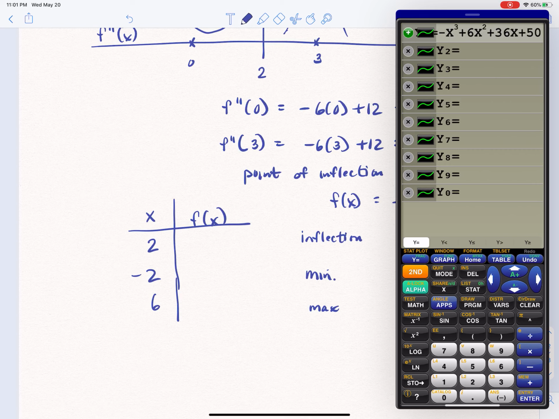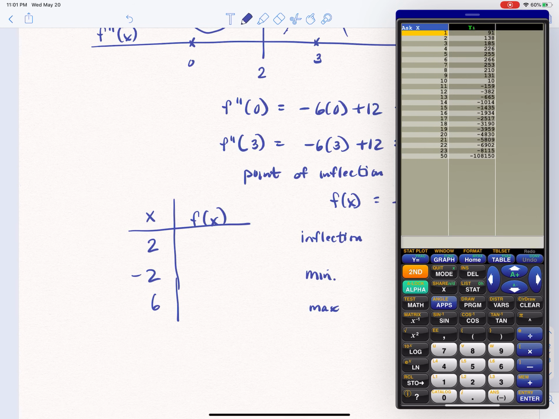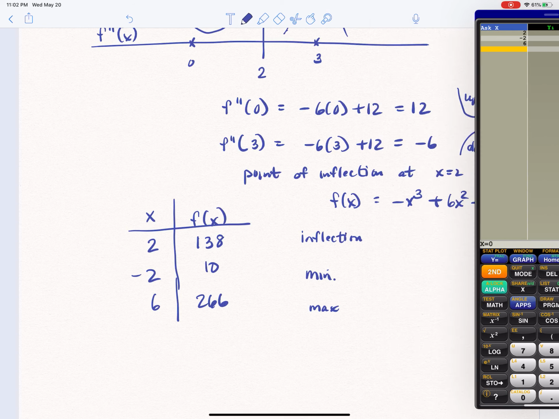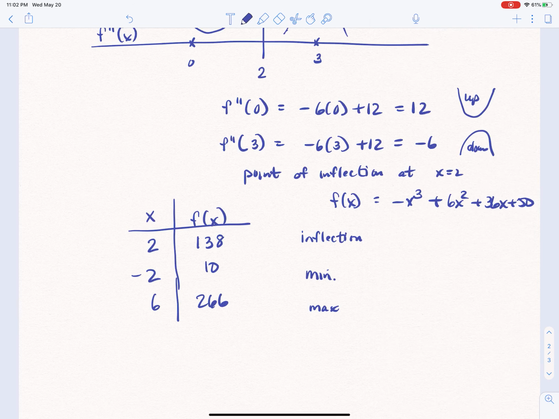And I'm just going to go to my table, and I'm going to delete all these out, and I'm just going to plug in the values that I want. So that would be 2, negative 2, and 6. So at 2, we're at 138. At negative 2, we're at 10. And at 6, we're at 266. So those are the points on the original graph.